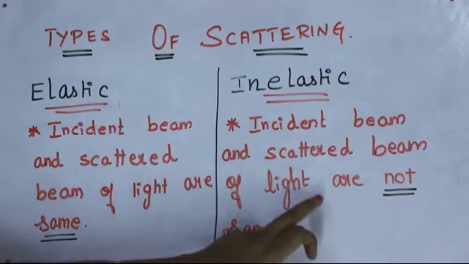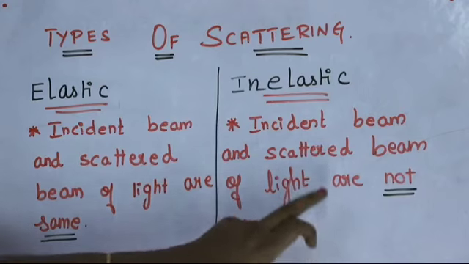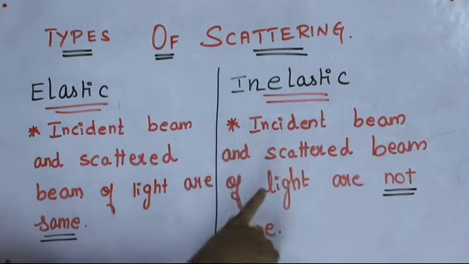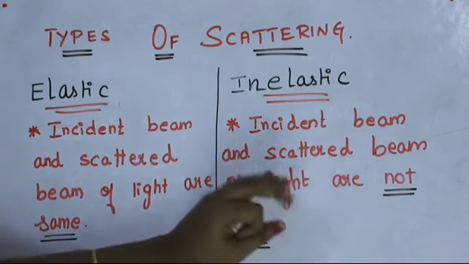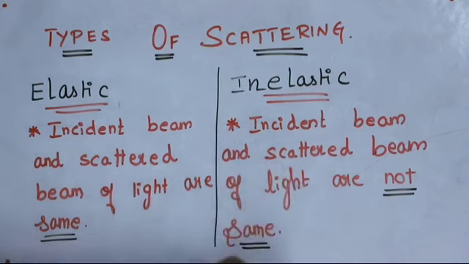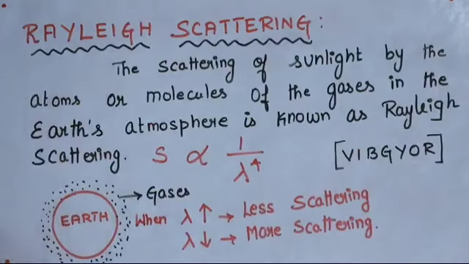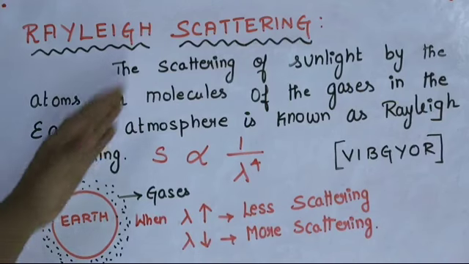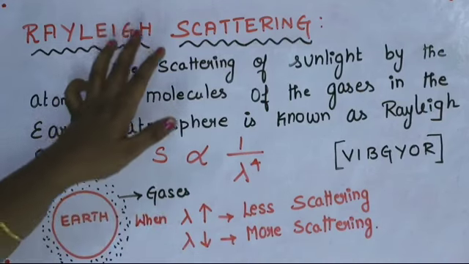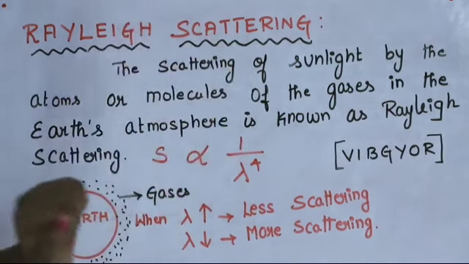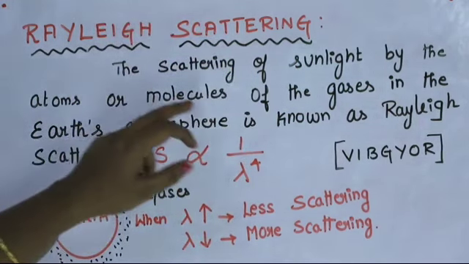If the energy of the incident beam of light and the scattered beam of light are not the same, then it is called inelastic scattering. The nature and size of the scatterer results in different types of scattering. They are Rayleigh scattering. The scattering of sunlight by the atoms or molecules of the gases in the Earth's atmosphere is known as Rayleigh scattering.